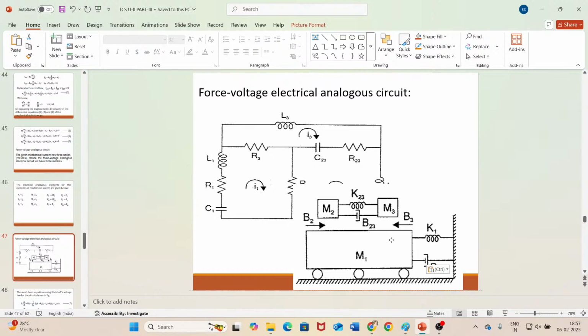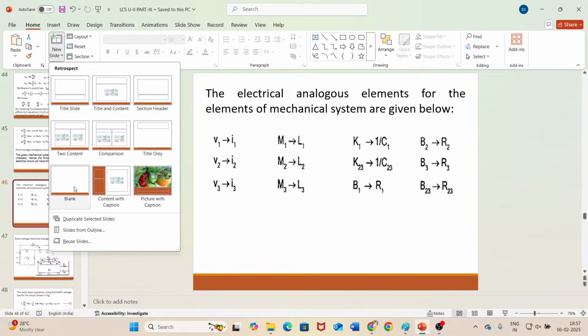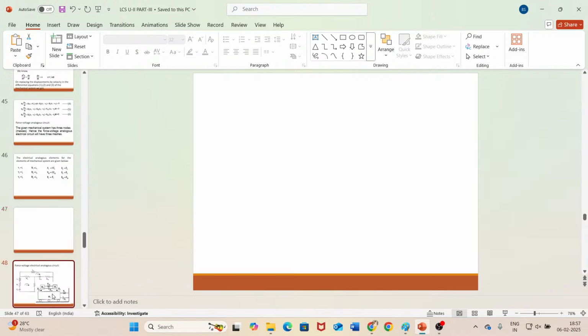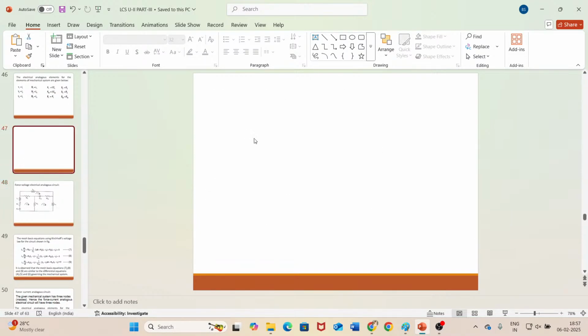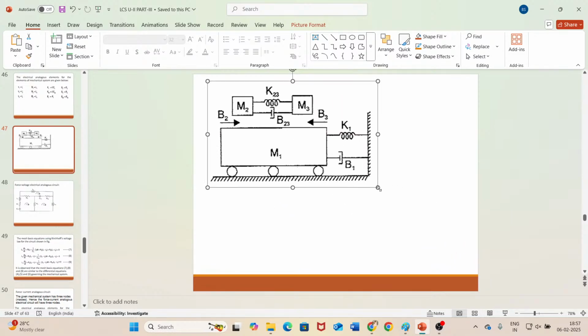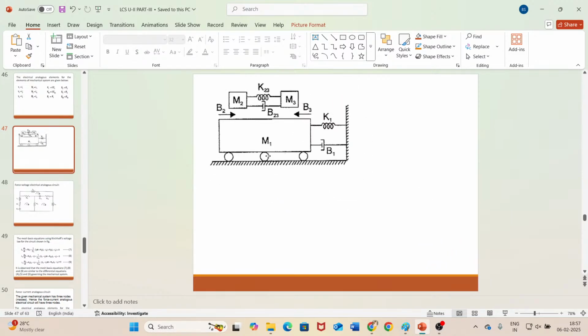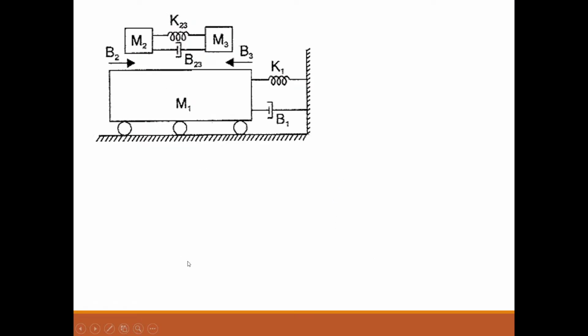So this is our mechanical system. It's better if I take an empty blank page and copy this mechanical system. No need to draw this mechanical system again and again, but I am copying it here in order to explain. So you just observe here.